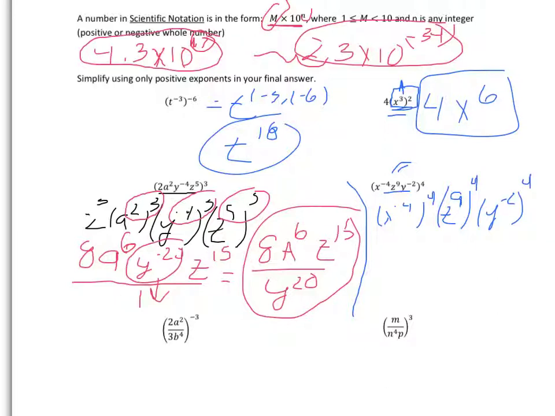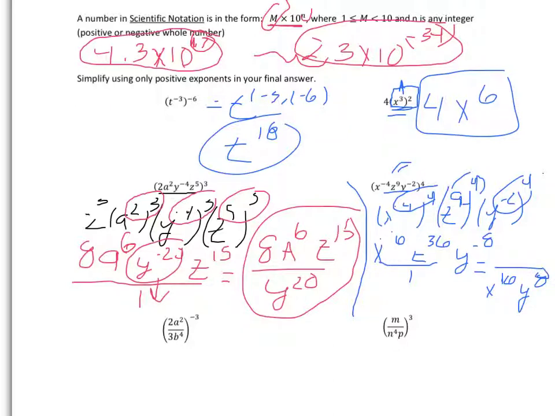So, raising powers to powers, we multiply. So here we're going to multiply these. So you're going to have an x to the negative 16th, z to the 36th, and y to the negative 8th. And then the last thing, of course, is we want to make all our exponents positive. So we've got to bring the x down, x to the 16th, y to the 8th, and then z to the 36th stays up top. And that's the answer to that one there.